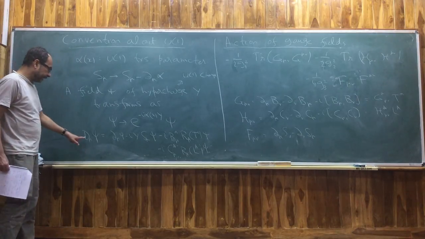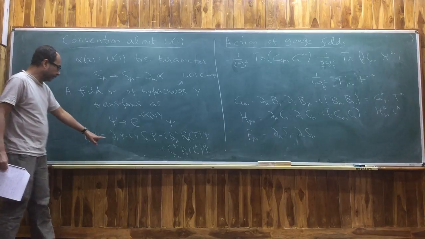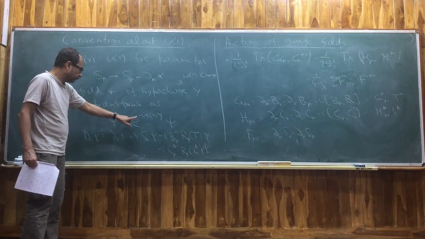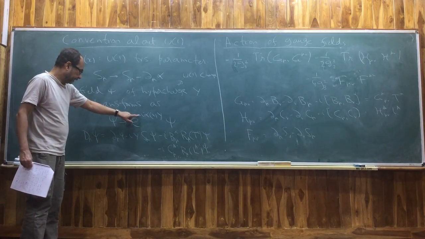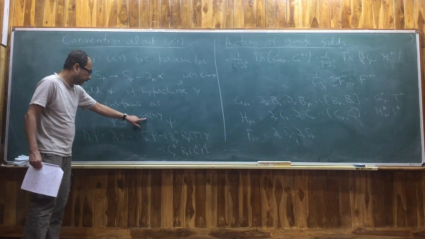And let's check that this agrees. So del_mu psi will go to, with minus i alpha, an extra piece, which is minus i del_mu alpha times y.